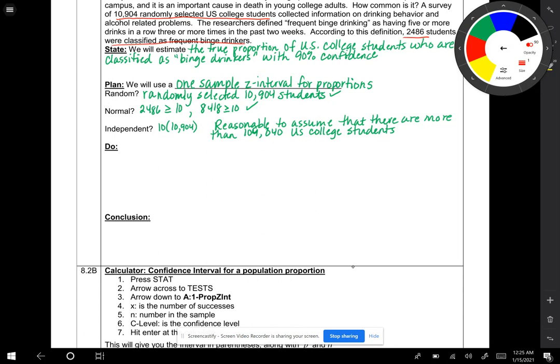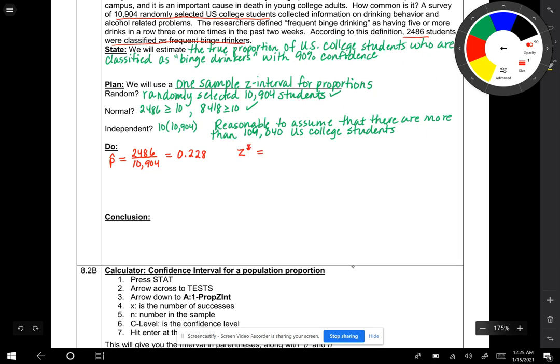The first thing, p hat, our sample statistic. So we take our number of binge drinkers, 2,486, divided by your sample size, so 10,904. Write it as a decimal. So this time I only used 3 decimal places. Just be consistent.